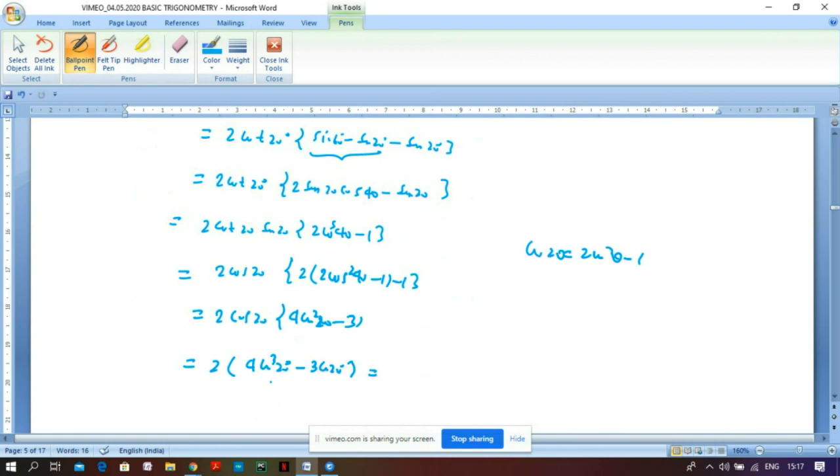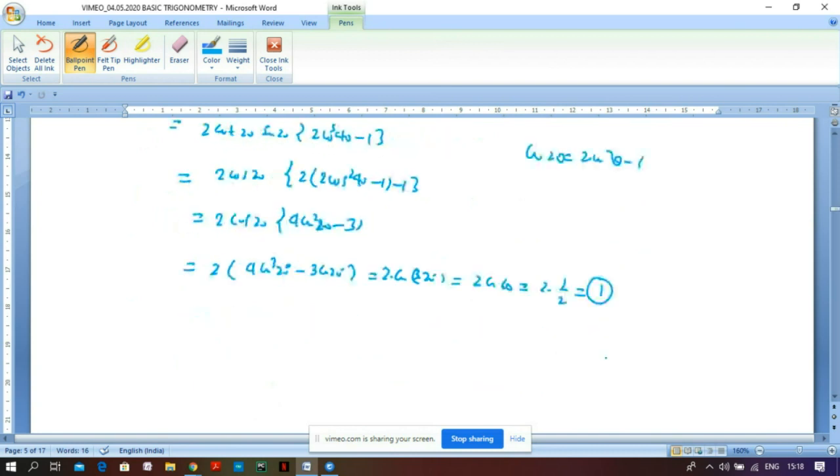Now 4 cos cube theta minus 3 cos theta is cos 3 theta. So 2 times cos 3 theta, so 2 cos 60. And that is marvelous. You just get the result 2 times 1 over 2, that's 1. So they are really good for integer type. And you can never fail to appreciate that it really is exciting. And you must try to get the logic behind each of them.